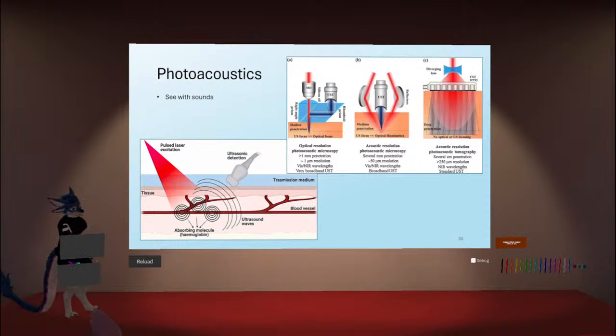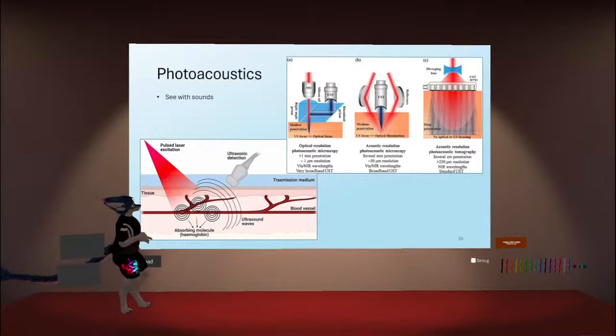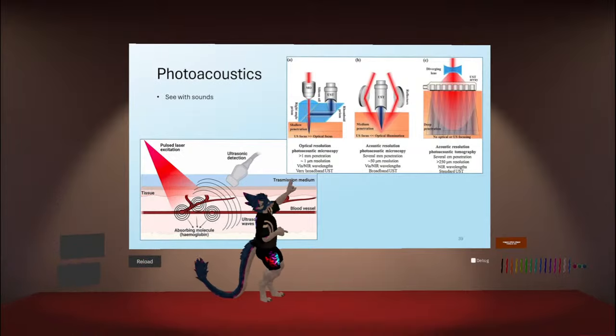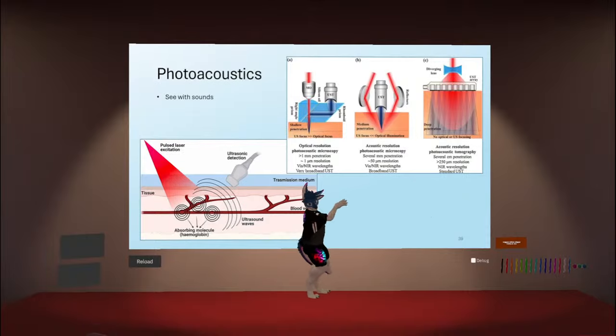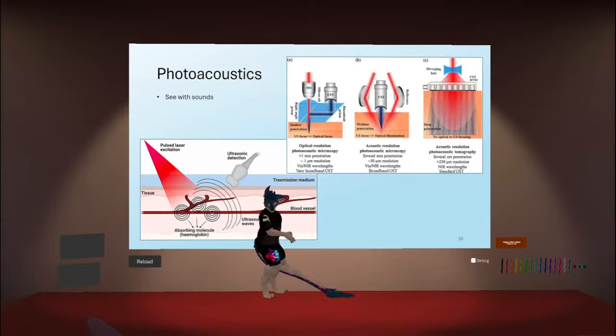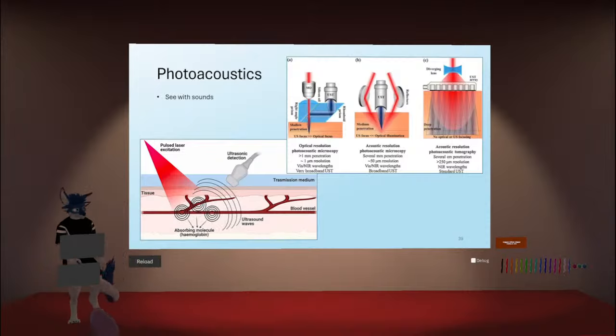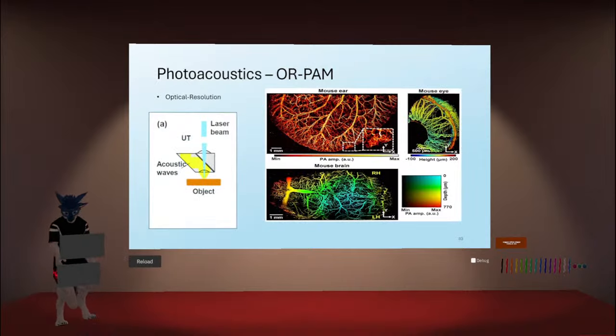But these can also operate on a bunch of different resolution scales, all the way down from optical resolution photoacoustic microscopy, where you can still get to your optical diffraction limit, all the way to photoacoustic tomography systems, which are basically just those ultrasound systems, and get that same kind of 100 micron type resolution.